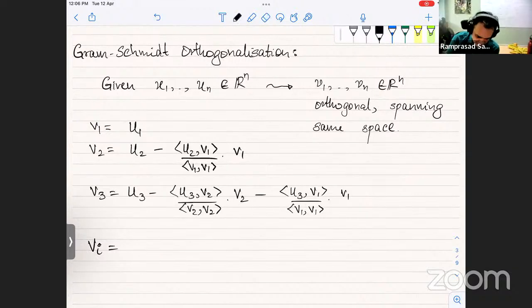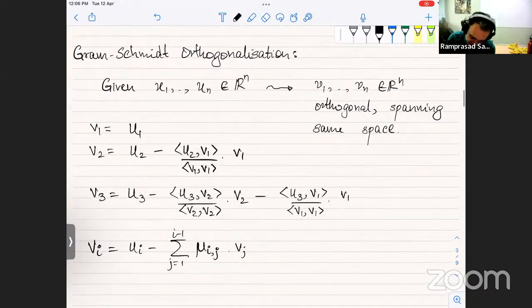Okay. So in general, Vi is going to be Ui minus terms that look like the sum for j going from 1 through i minus 1. That is, this will involve all the previous Vj's. Let me write this as mu i,j times Vj, where mu i,j is some constant. What is mu i,j going to be? If you recall the previous computation, this is going to be Ui dot Vj divided by Vj dot Vj.